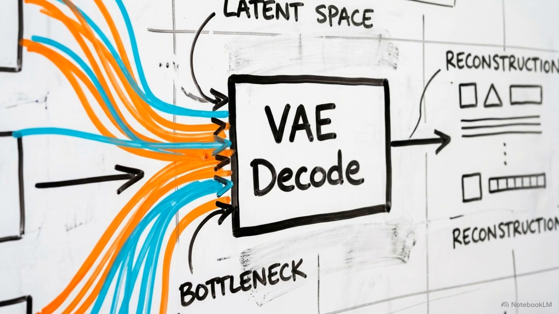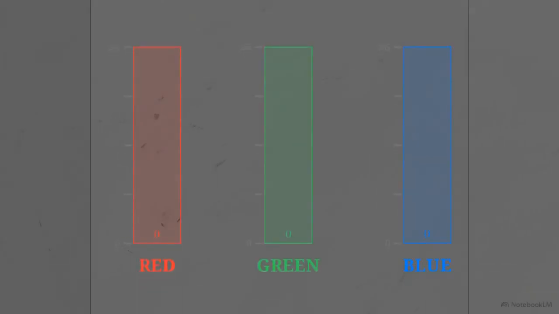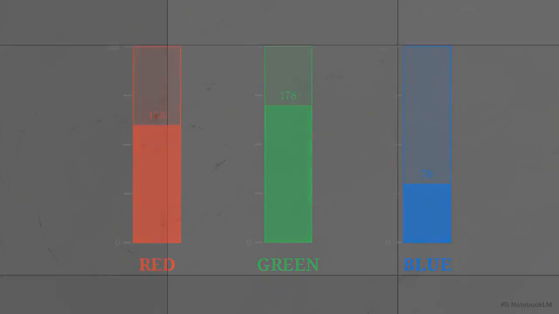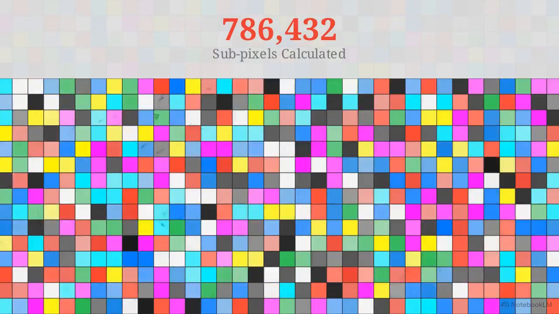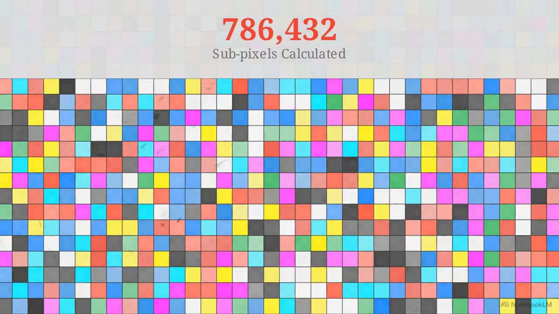To understand why generation math is intensive, we look at the end of the pipeline, the VAE Decode node, and the physical constraints of pixel space. A standard 512 by 512 digital display contains hundreds of thousands of pixels. Zooming in reveals every pixel is divided into red, green, and blue subpixels, scaling from 0 to 255. Generating one image requires calculating specific values for over 780,000 subpixels, navigating millions of color combinations.